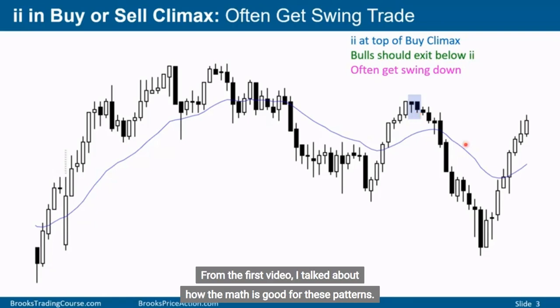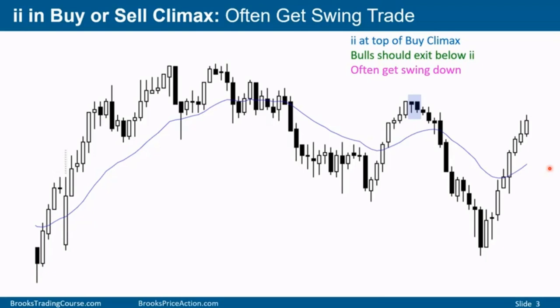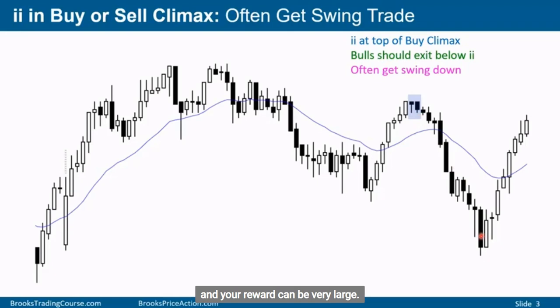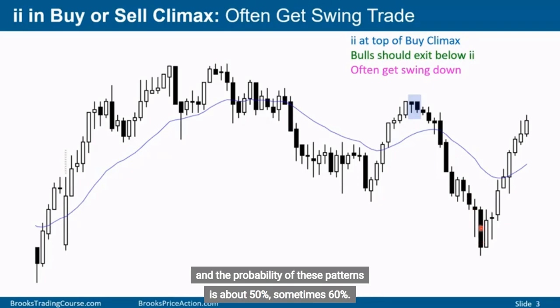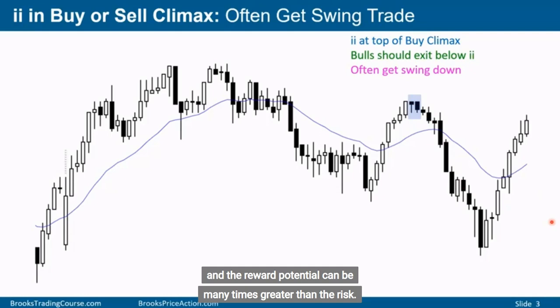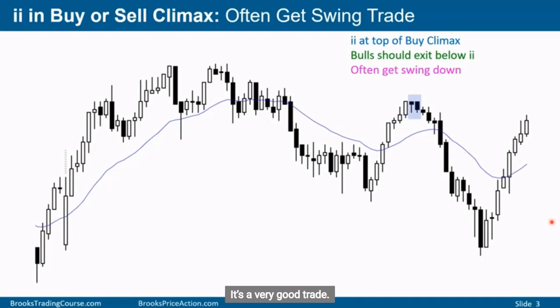From the first video, I talked about how the math is good for these patterns. If you sell below the low of the bar, you put your stop above the top of the II or the top of the trend, and your risk is not very big, and your reward can be very large. So you have an excellent risk-reward ratio. And the probability of these patterns is about 50, sometimes 60%. So let's say it's 50% chance that you'll get a swing down, and the reward potential can be many times greater than the risk. And therefore, a pattern like this has a very good trader's equation. It's a very good trade.